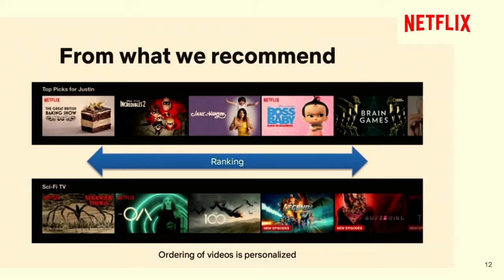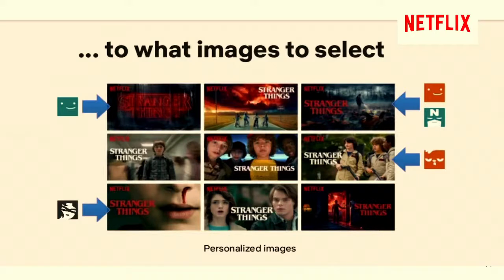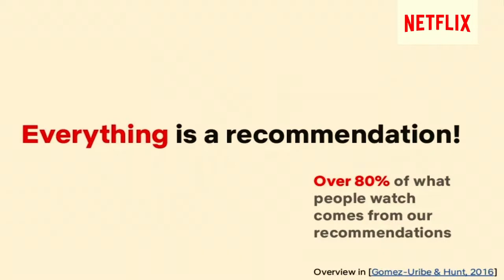Netflix, most of you know it. I don't have it myself, but I saw this presentation of them, and they don't only recommend different things based on your viewing behavior, but also the way they construct a page, the kinds of video that they will propose to you, but also all these images are the same show. They will generate different images based on your viewing preferences. I found this mind-blowing. So everything at Netflix is a recommendation. They say that 80% of what people watch comes from these recommendations.